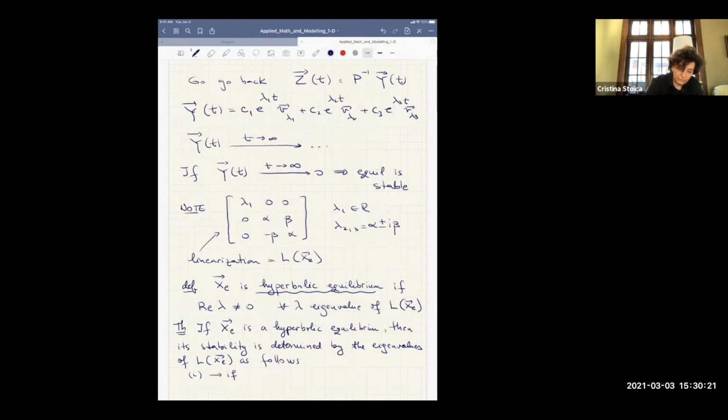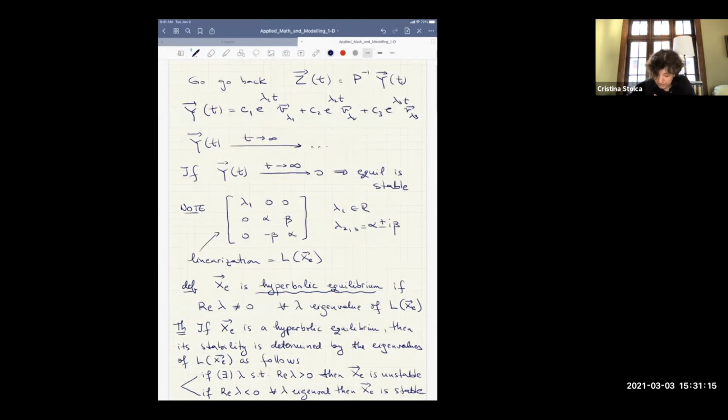Actually there are two cases. If there is a lambda such that the real part is positive, then XE is unstable. And we can see why this will happen in a second. And the other way around, if the real part of lambda is negative for all eigenvalues lambda, that's the opposite of the one on top, then XE is stable. That's it.